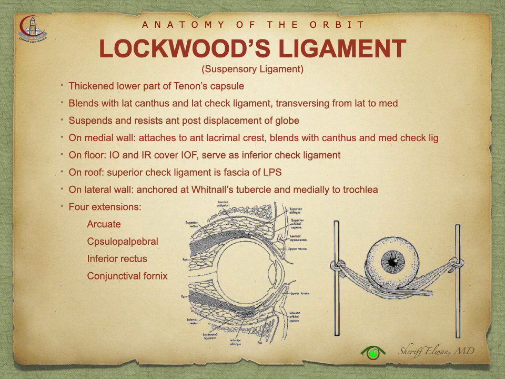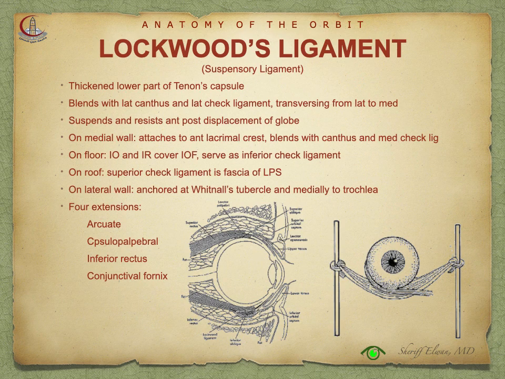On the floor, the inferior oblique and the inferior rectus cover the inferior orbital fissure, and here they serve as inferior check ligaments for the globe. At the roof, the superior check ligament is the fascia of the levator palpebrae superioris muscle, and on the lateral wall, it's anchored at Whitnall's tubercle, and medially to the trochlea. It has 4 extensions: the arcuate ligament, the capsulopalpebral ligament, the check ligament of the inferior rectus, and the conjunctival fornix.